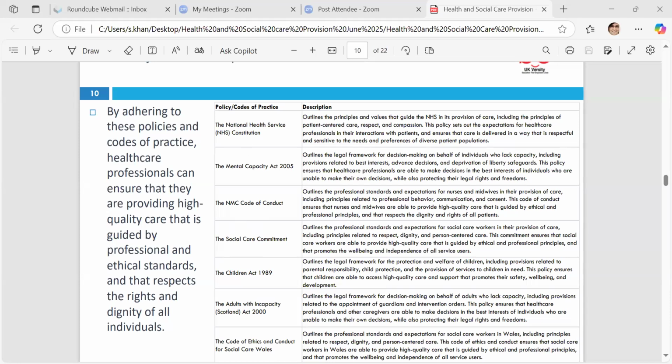which is the professional standards expectation of social workers. They make sure that everything is related to respect, dignity, and make sure that care workers are able to provide high quality care, and it promotes the well-being and independence of all service users. We then have the Children Act, and this is quite an old act.